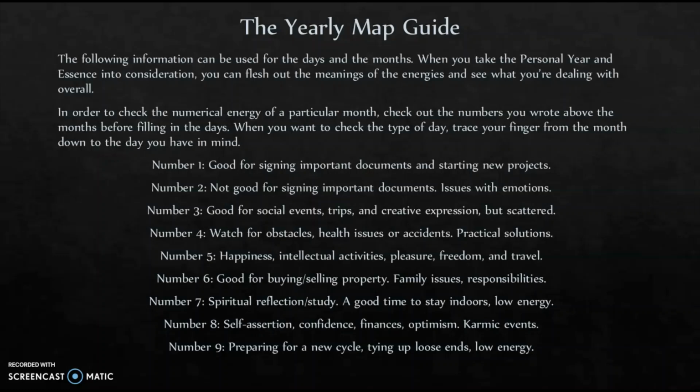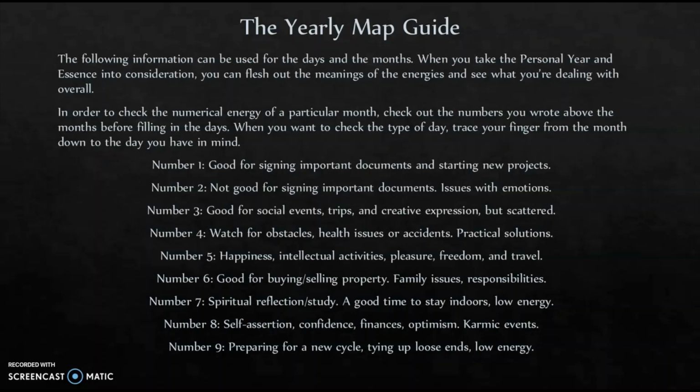The Yearly Map Guide. The following information can be used for the days and the months. When you take the personal year and essence into consideration, you can flesh out the meanings of the energies and see what you're dealing with overall. In order to check the numerical energy of a particular month, check out the numbers you wrote above the months before filling in the days. When you want to check the type of day, trace your finger from the month down to the day you have in mind. So in general, the energies for each day are as follows.